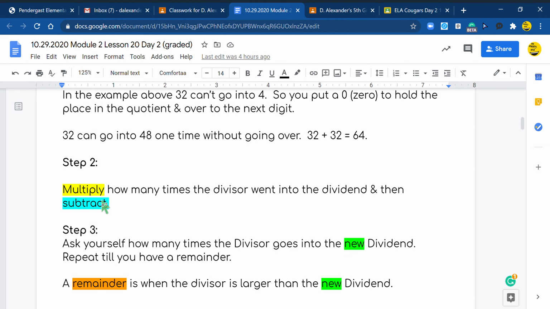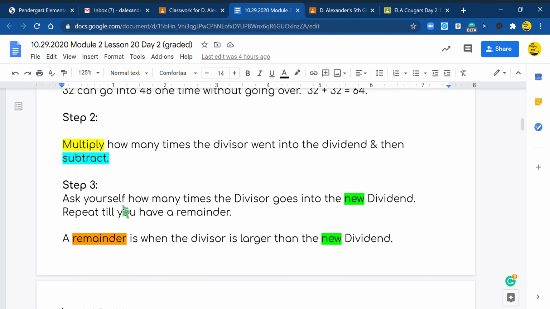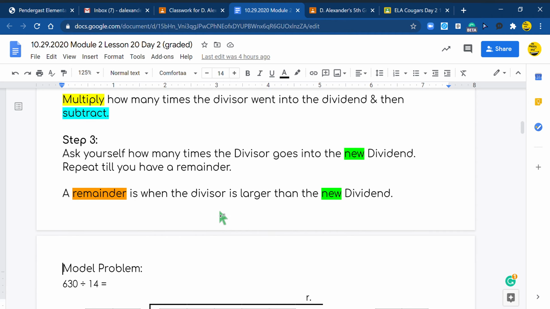Step 2, multiply how many times the divisor went into the dividend and then subtract. Step 3, ask yourself how many times the divisor goes into the new dividend. Repeat till you have a remainder. Now remember, the remainder is when the divisor is larger than the new dividend. So let's go practice.